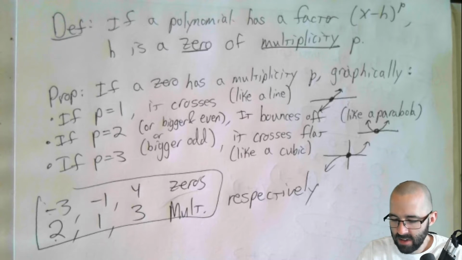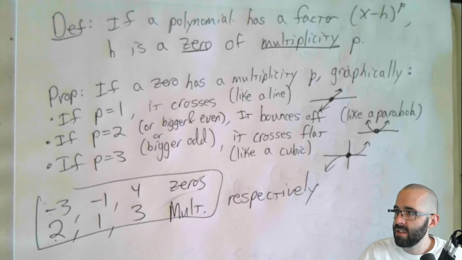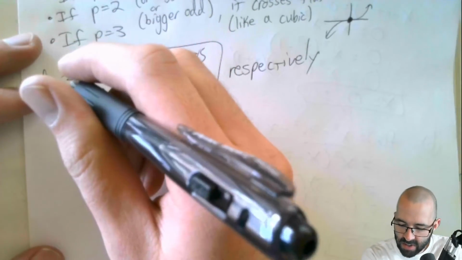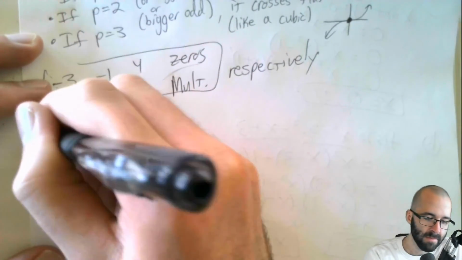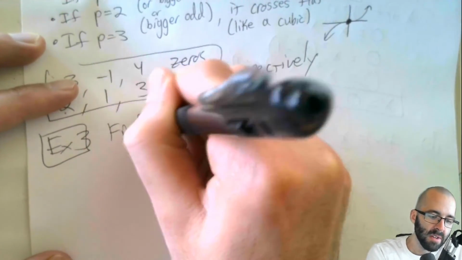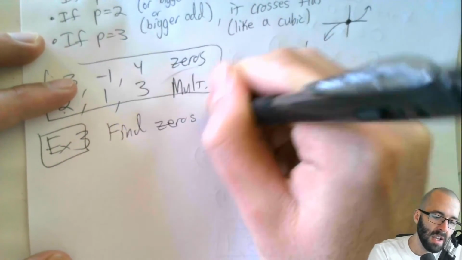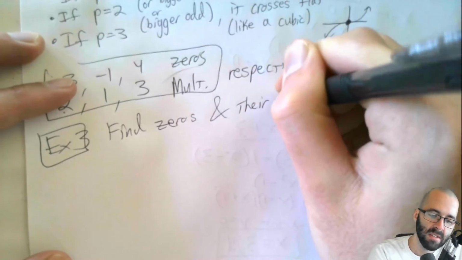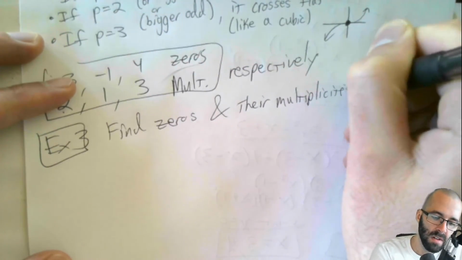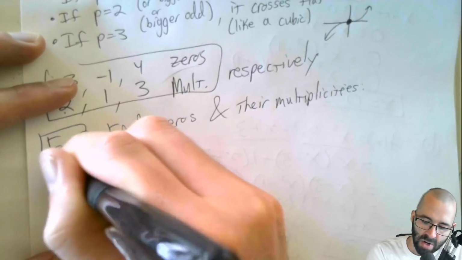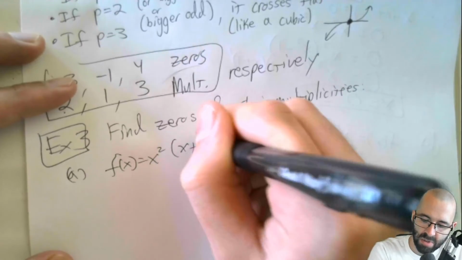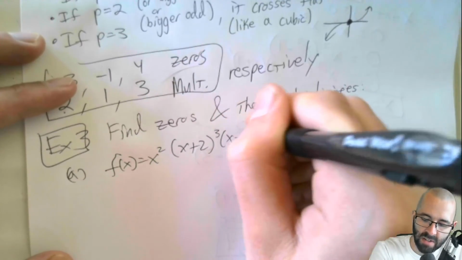Then again, this is a graphical way of doing this problem. We could also solve this analytically. We had a different function, like example 3. Find the zeros and their multiplicities. And I'll give you a function this time. In part A, I'll give you f of x equals x squared times (x plus 2) cubed times (x minus 3) squared.